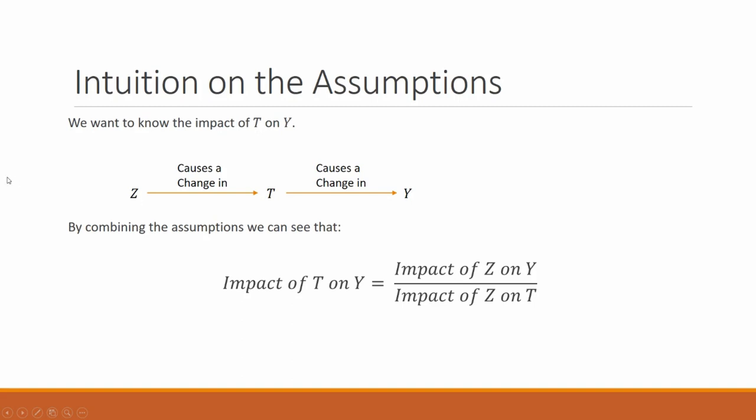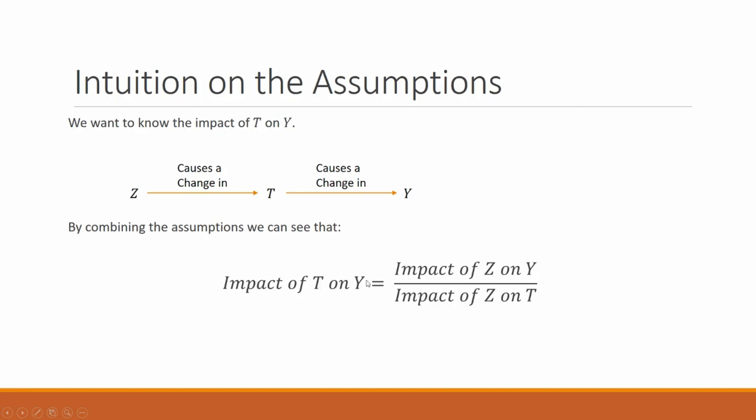Okay, but now what we're going to do is use the exogeneity of Z, the fact that Z is independent and satisfies the exclusion restriction, to capture the effect of T on Y. All right, how do we do that? Well, this is actually how we do it. We can say that the impact of T on Y, the impact of the treatment variable on Y, is equal to this: the impact of Z on Y divided by the impact of Z on T. This is the intuition behind the instrumental variable approach.